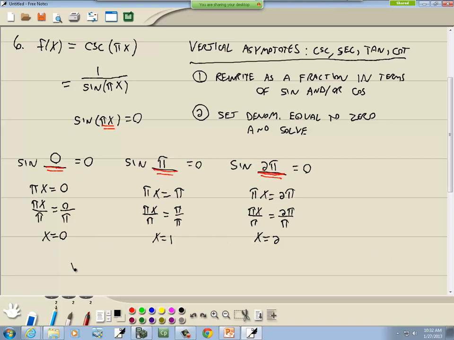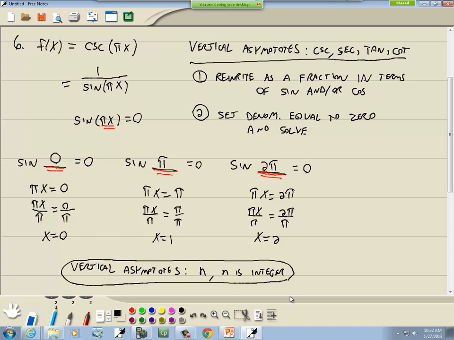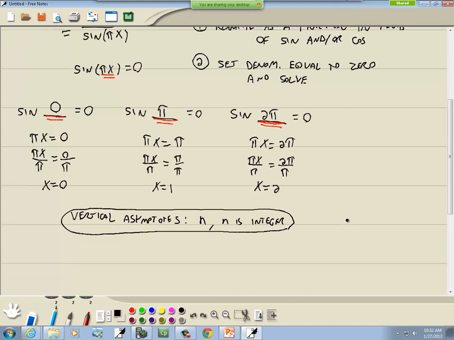So our vertical asymptotes for this problem here occur at n, where n is an integer, because it actually continues on the other side too, like -1, -2, and so on. So that's all our vertical asymptotes. And actually, I guess I could just say x equals n. Let me do that to make it a little bit cleaner. So x is equal to n, where n is an integer.